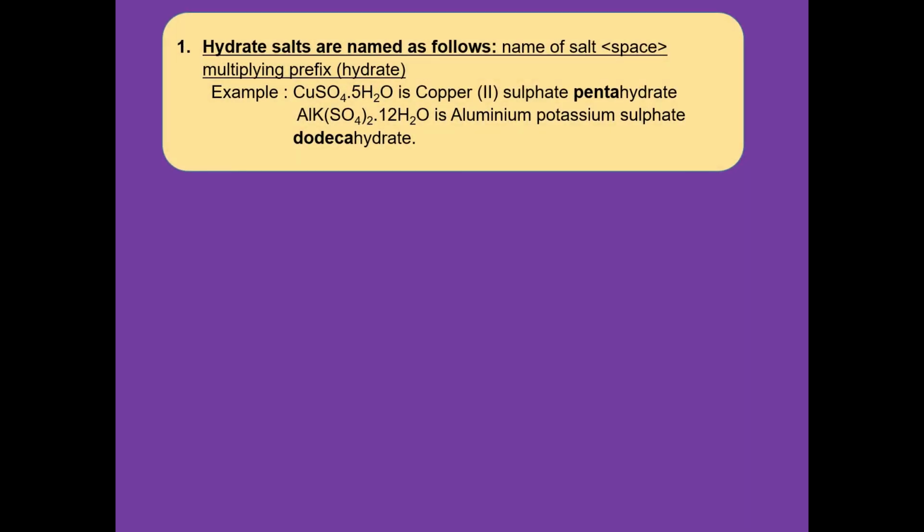In other cases, hydrated salts are named as follows. Name of salt, space, multiplying prefix plus hydrate. For example, CuSO4·5H2O. The name is copper(II) sulfate pentahydrate. Second example, AlK(SO4)2·12H2O. The name of the salt is aluminium potassium sulfate dodecahydrate.